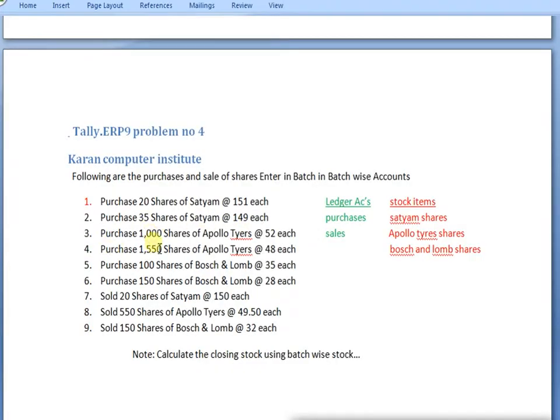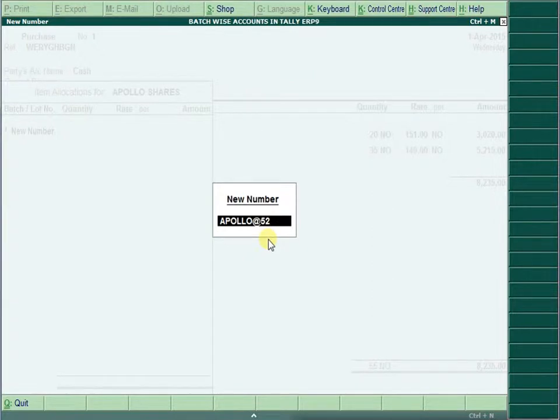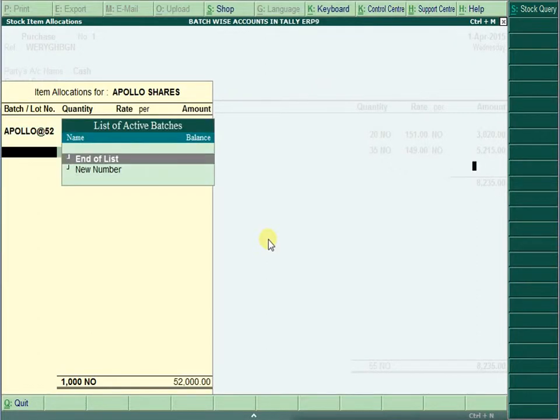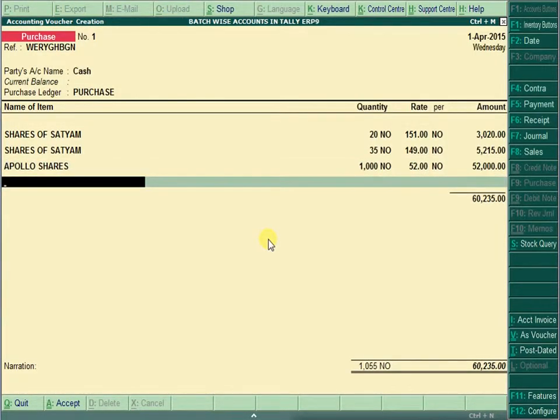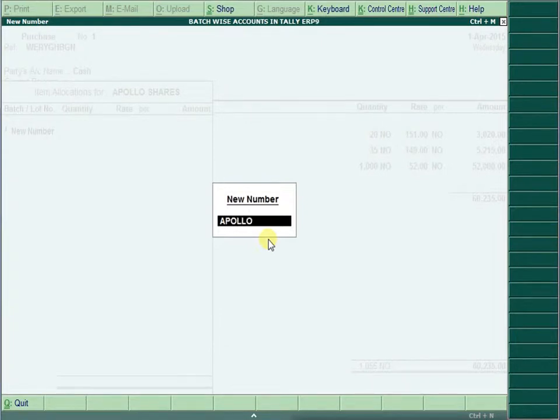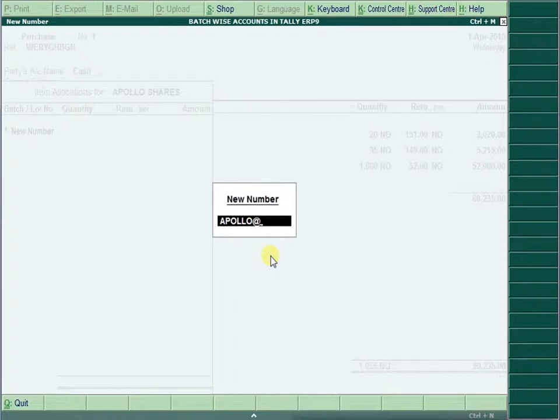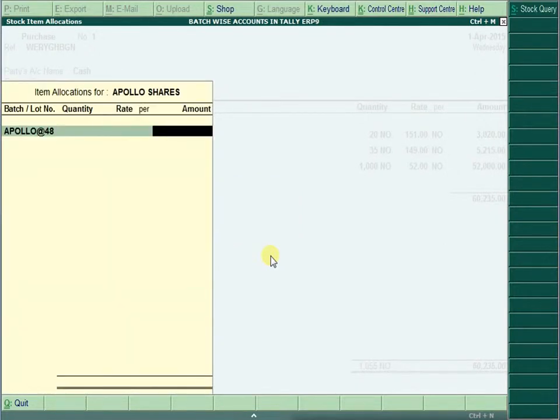We are purchasing 1000 shares of Apollo. Apollo rate is 152. Here they are purchasing 1000, each one 52. Again we are purchasing Apollo @48. We are purchasing 1550 quantity. Rate per each one is 48.